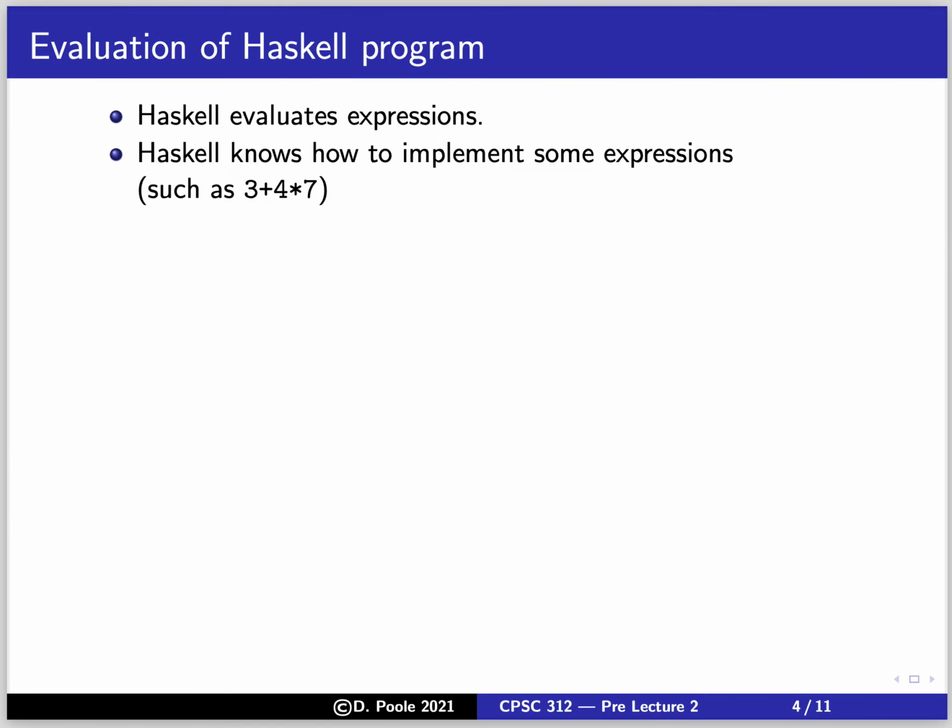Haskell evaluates expressions. Haskell knows how to evaluate some of these, like 3 plus 4 times 7. It's going to multiply 4 by 7 using normal precedence and add 3 to it. So it gives you 31, I think.